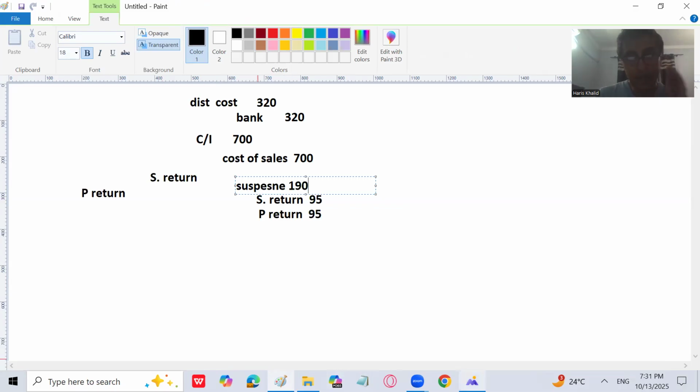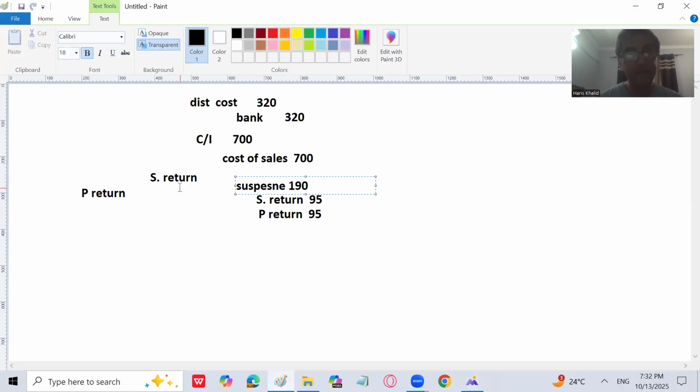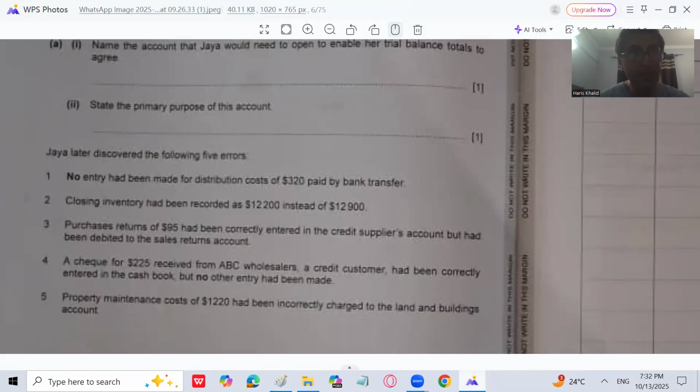Let's see that again. Purchases return had been correctly entered in the credit supplier's account, but had been debited to sales return account. We should have credited purchase return with 95. But instead of crediting purchase return, we have debited sales return. First of all, we will correct the mistake. Sales return is wrongly debited. It needs to be credited with 95. Purchase return is not recorded. We will record it on the same side. Suspense is going to be debited with the double amount because we have to make the two sides equal. That is the double aspect concept.